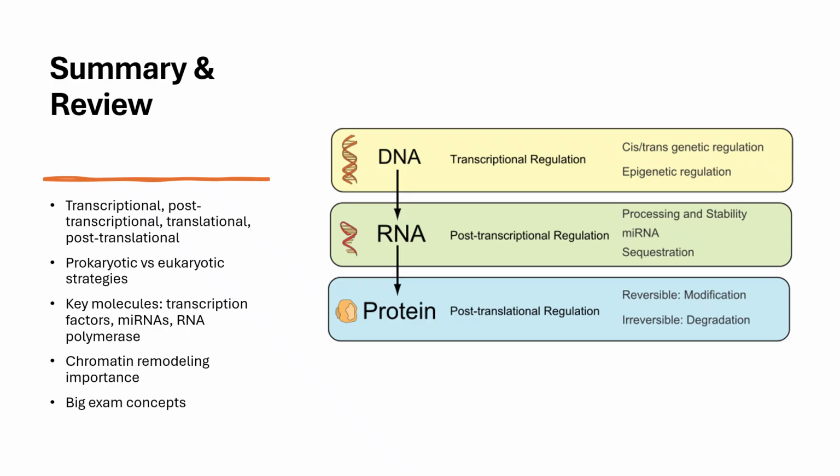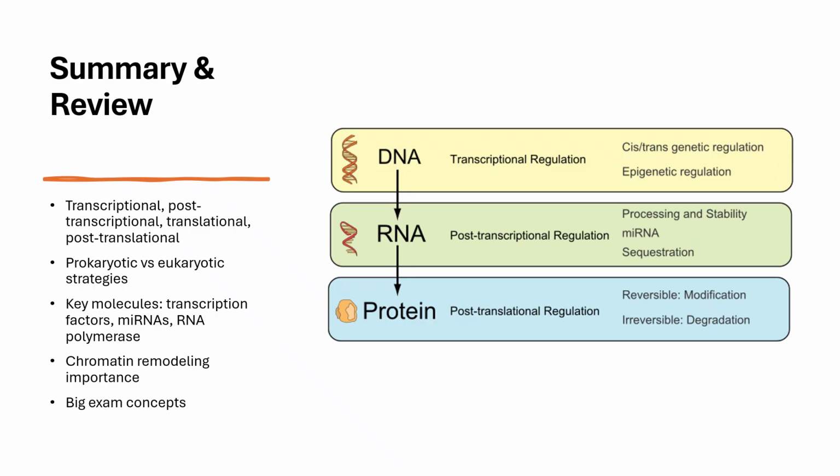We've covered the major stages where cells regulate gene expression, from transcription to protein activation. You now understand the differences between prokaryotic simplicity and eukaryotic complexity. You've seen how transcription factors, enhancers, mRNAs, and chromatin structure work together. Regulation is essential for cellular identity, energy conservation, and healthy development.